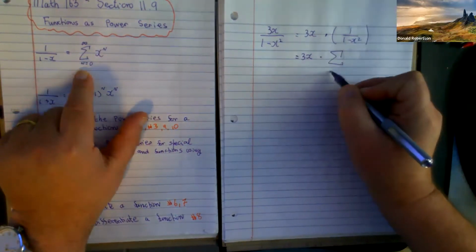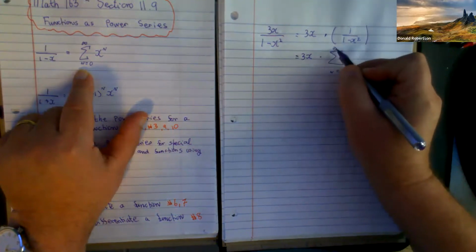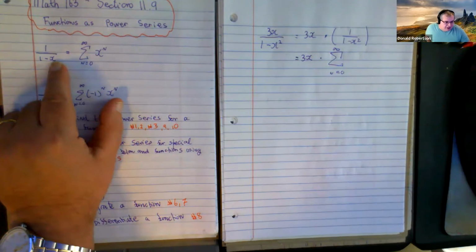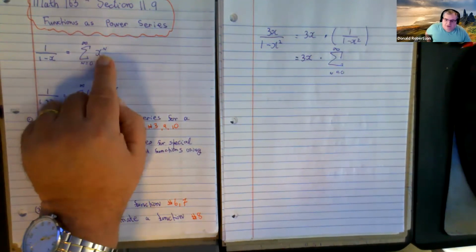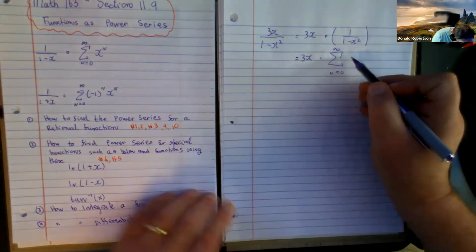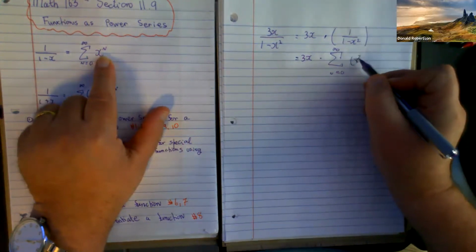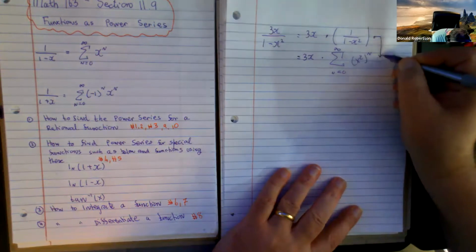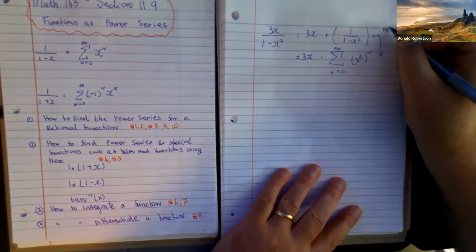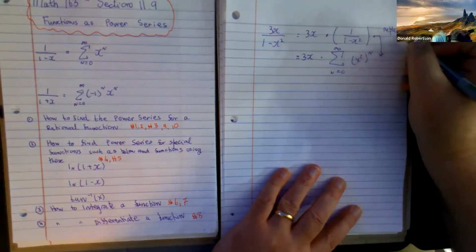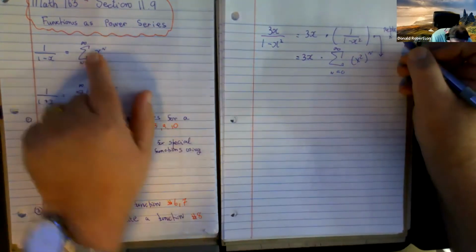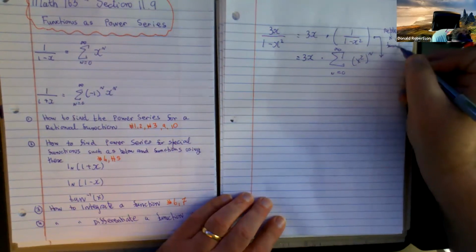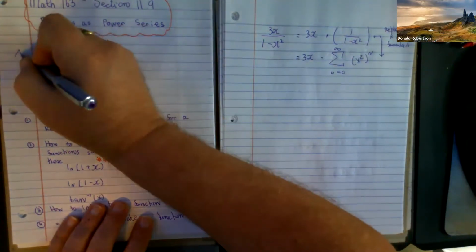Then you're going to get sigma n equals 0 to infinity. When this guy is x, that guy is x. When you have x squared, this guy becomes x squared. So to get from here to here, I'm basically replacing the x in, I guess I'll give them names, formula A, which is this guy.